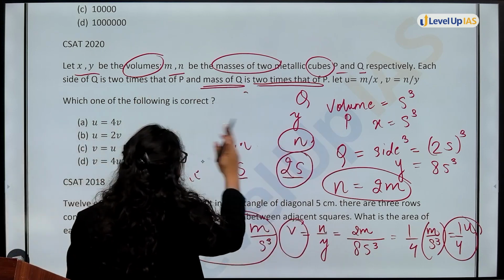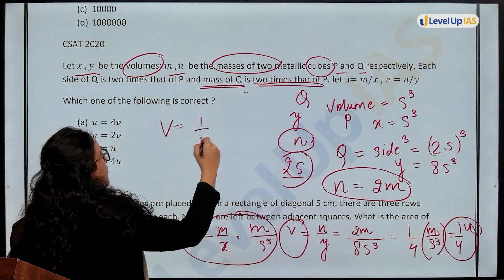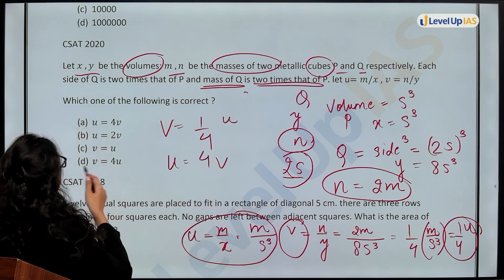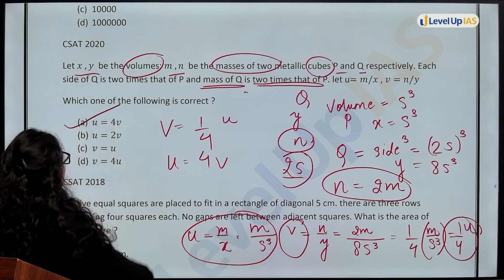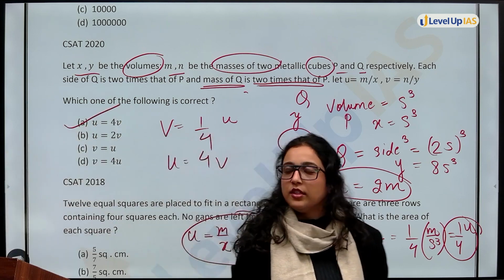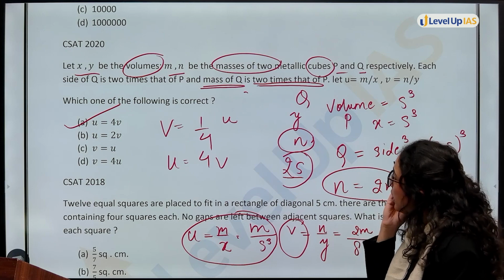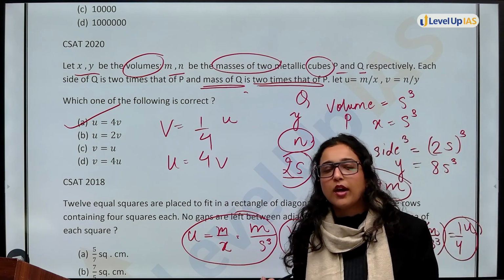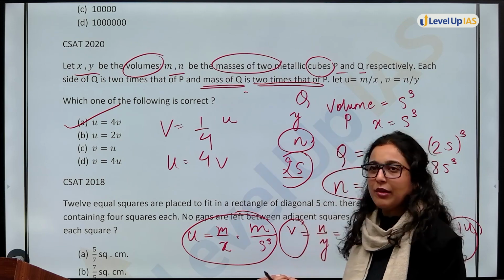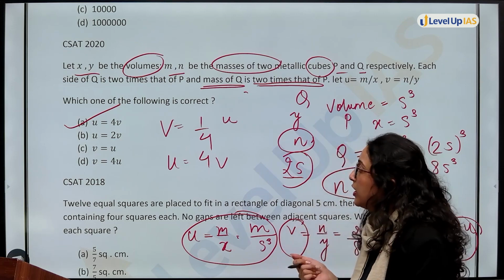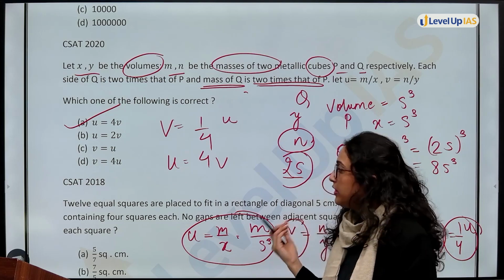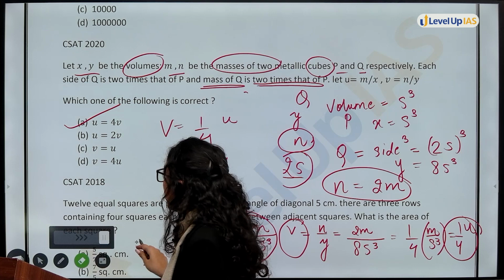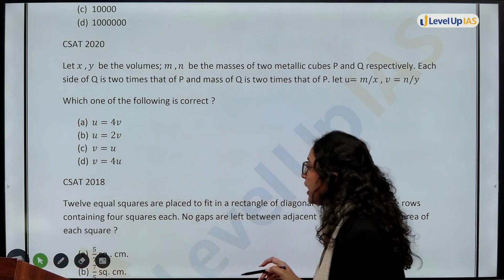Now if V is equal to 1 by 4 U, that means U is equal to what? 4V. It is in the options. U is equal to 4V. Option A is my answer. Okay? So again, nothing that tough, although here you have to form an equation and compare those. You should know the volume formula of a cube. So again, not that difficult, but there was some concept involved. As you see, in the previous years such a conceptual question was not asked, right?